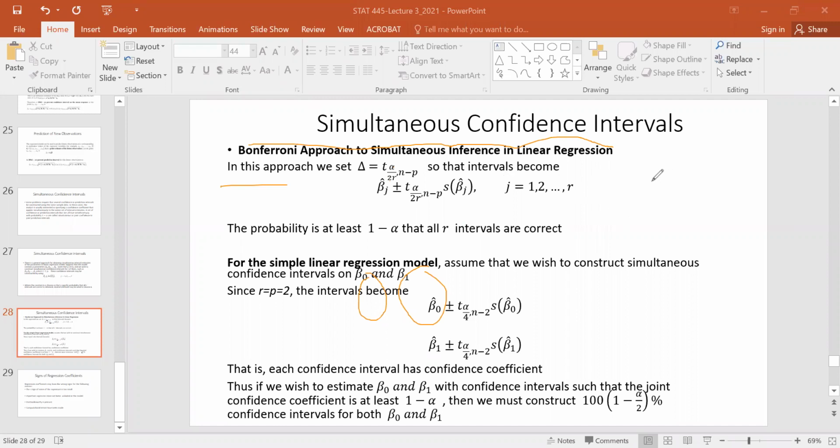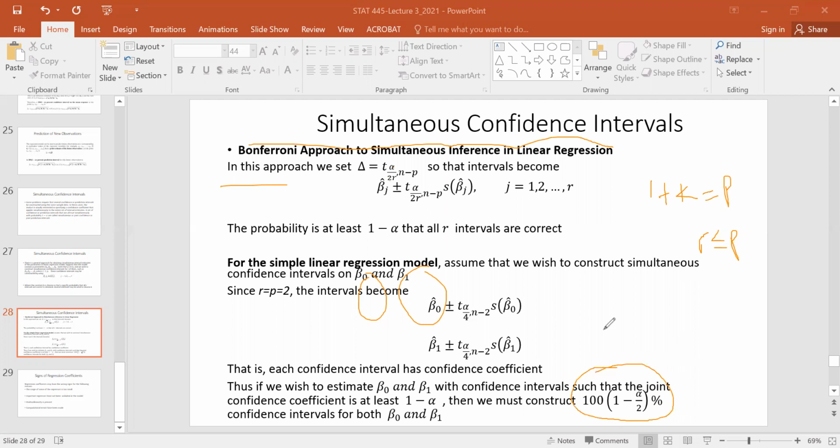Remember, we have beta 0 and K other parameters making our P. So we have P, but how many out of the P do you want to have a joint confidence interval for? That is R. So R is always less than or equal to P. Either you are constructing for all the parameters or a subset, which we call R. There's an intuition here which I would like to highlight, and then we move on.